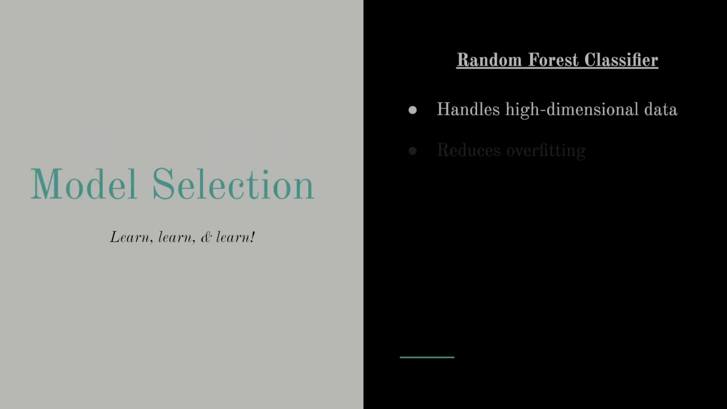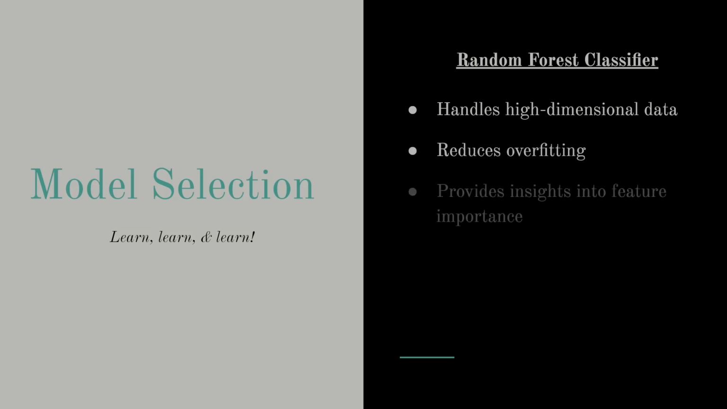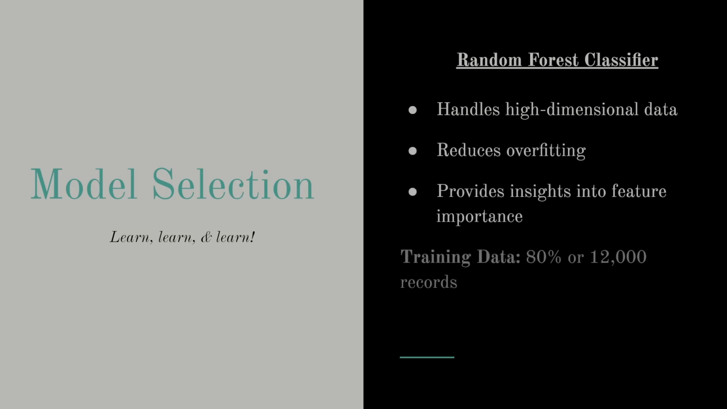So for the model overview, we selected the random forest classifier as the model that we will train on our data, because the random forest classifier handles high dimensional data, as we explained that our categorical data are not numerical, so the model has to understand those after we convert them. It also reduces overfitting. After that, it also provides insight into the feature importance, which is very important in this case, where we want to recognize the pattern ourselves as well.